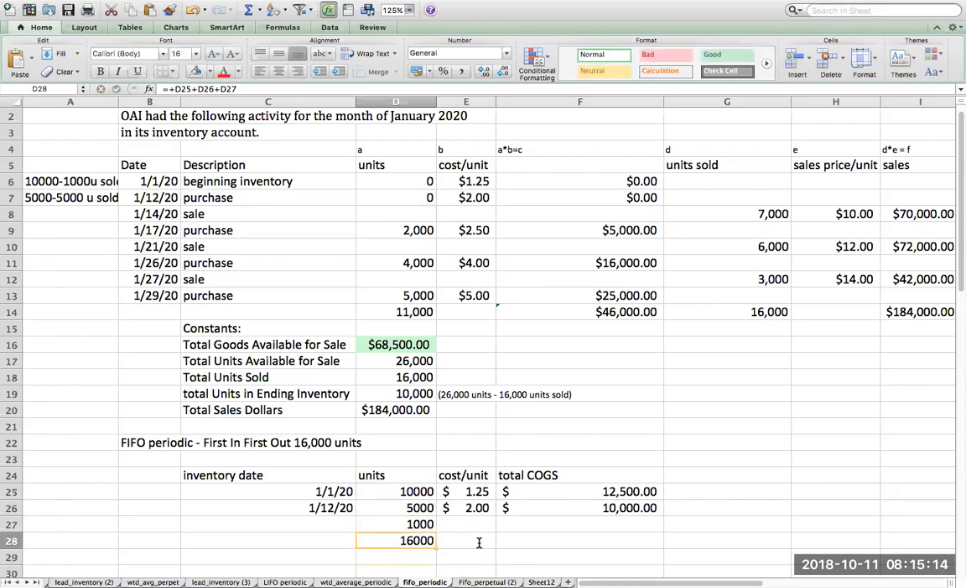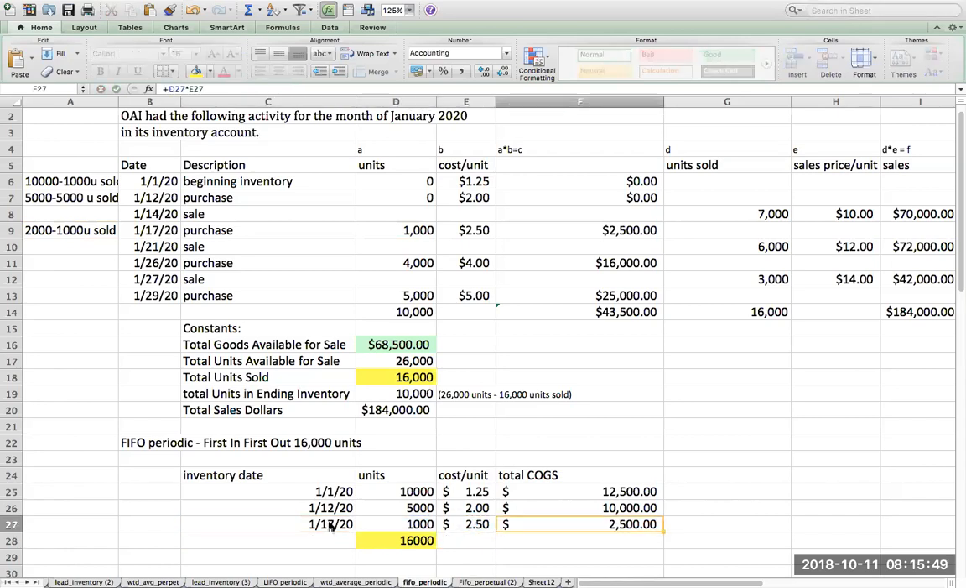Remember, this 16,000 here has to match, and this is under all of the different costing methods. This is where this number has to come from. So I only need 1,000 units. I had 2,000 units here. I'm going to take 1,000 units sold, and now I'm going to end up with 1,000. So I'm going to take this from my January 17th, 2020 purchase here at $2.50, and I come up with $2,500 for that one particular sale in terms of cost of goods sold.